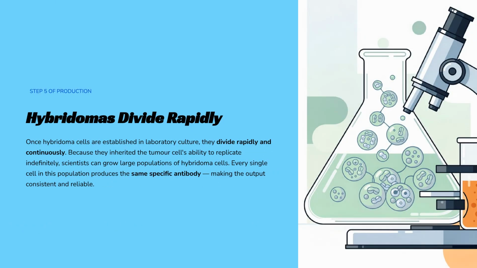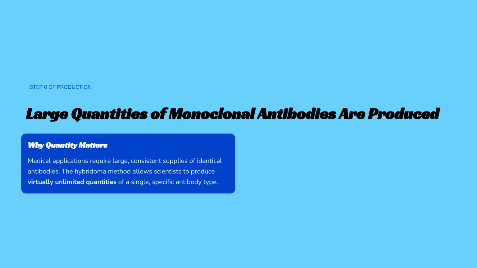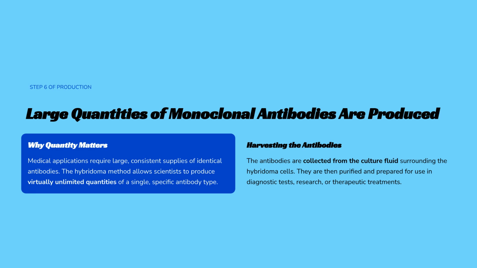Once established, hybridoma cells are grown in large populations. Because every cell is a clone, they all produce the same specific, consistent antibody, which is essential for medical reliability. Finally, the antibodies are harvested from the culture fluid. They are purified and prepared for use in various applications, ranging from diagnostic testing to targeted therapeutic treatments.